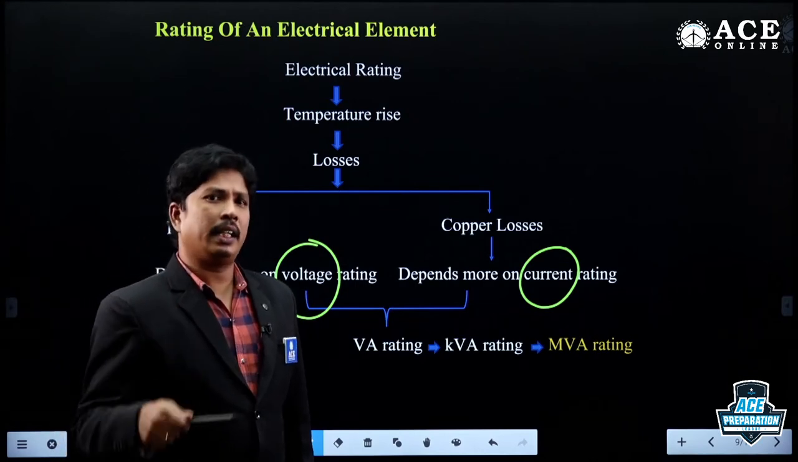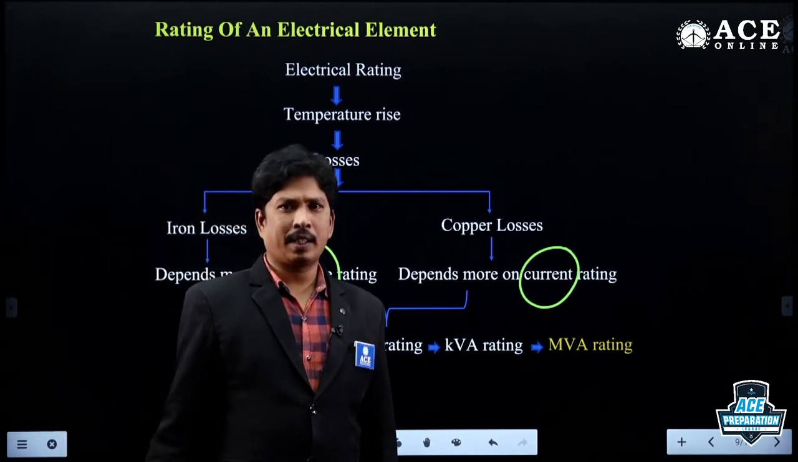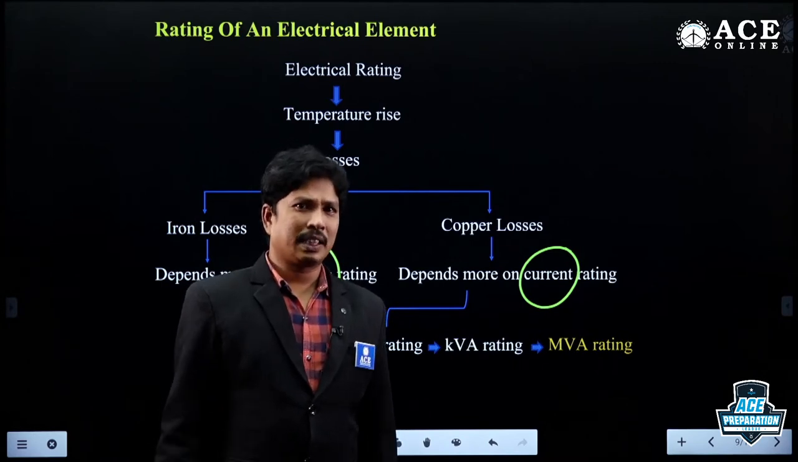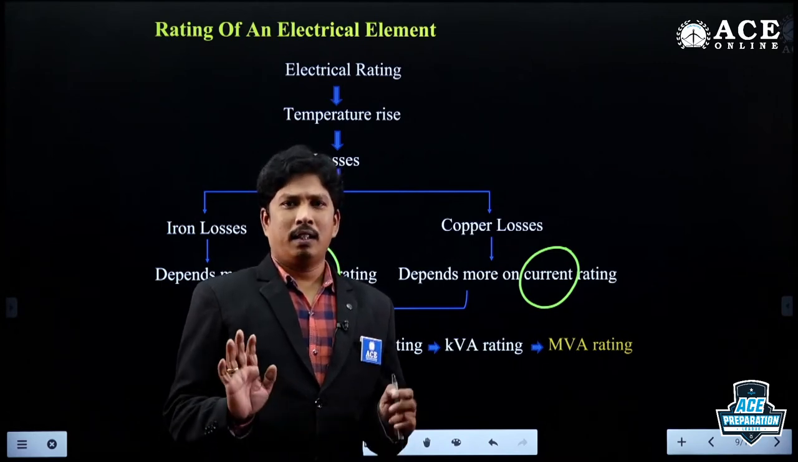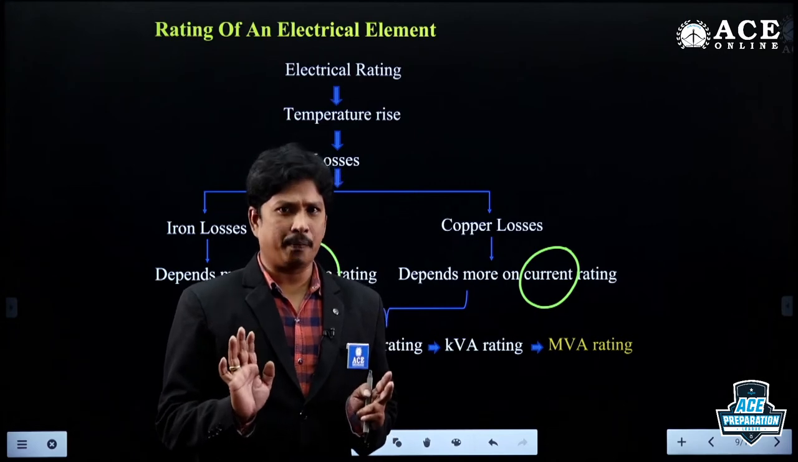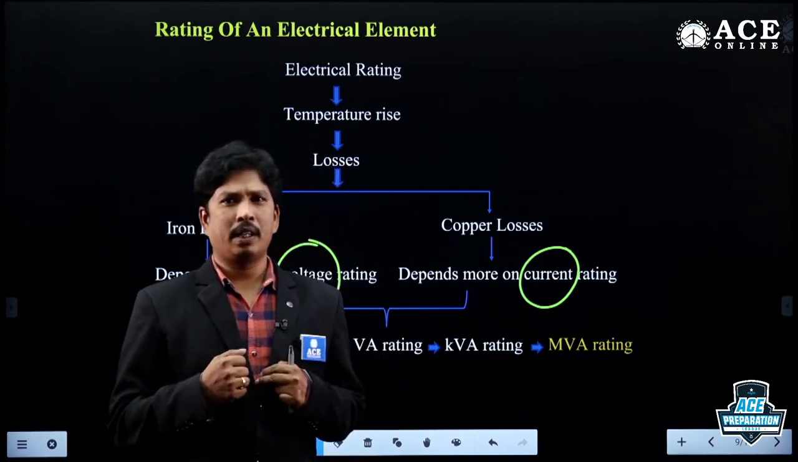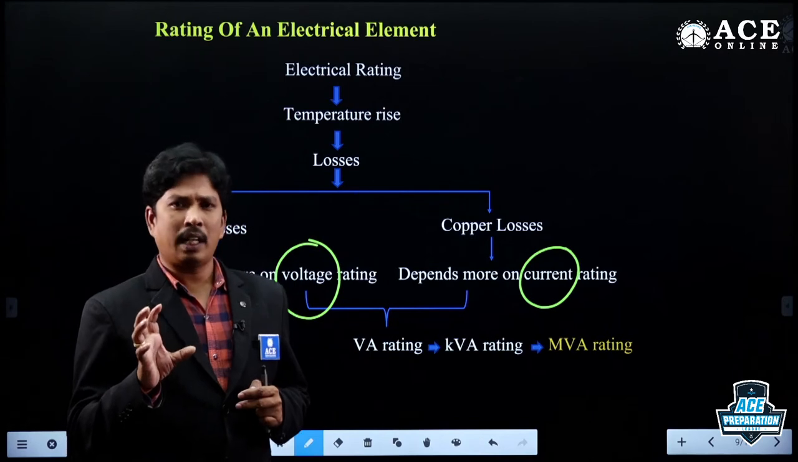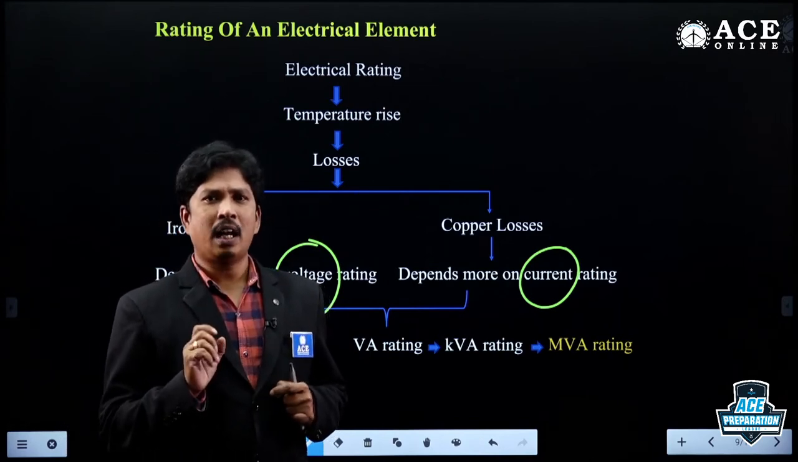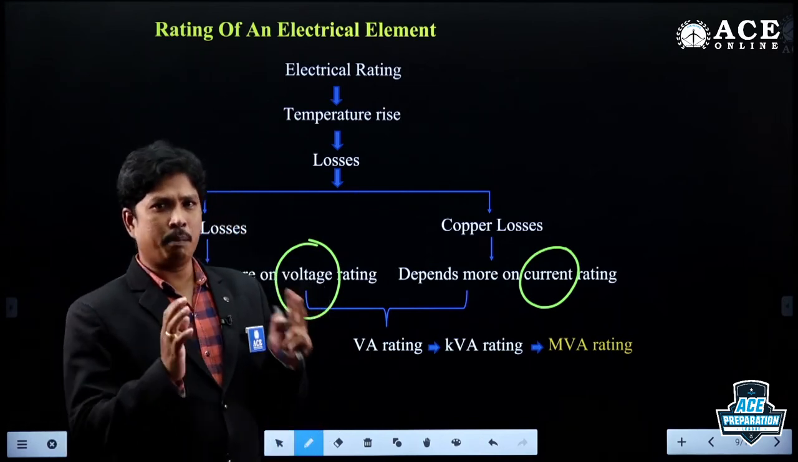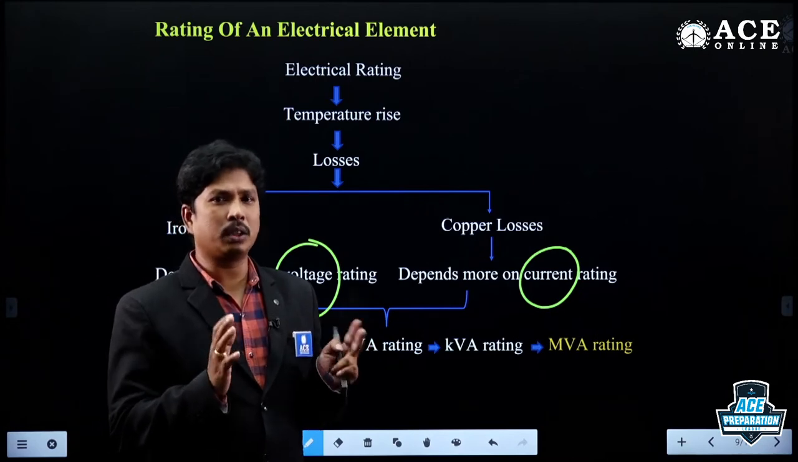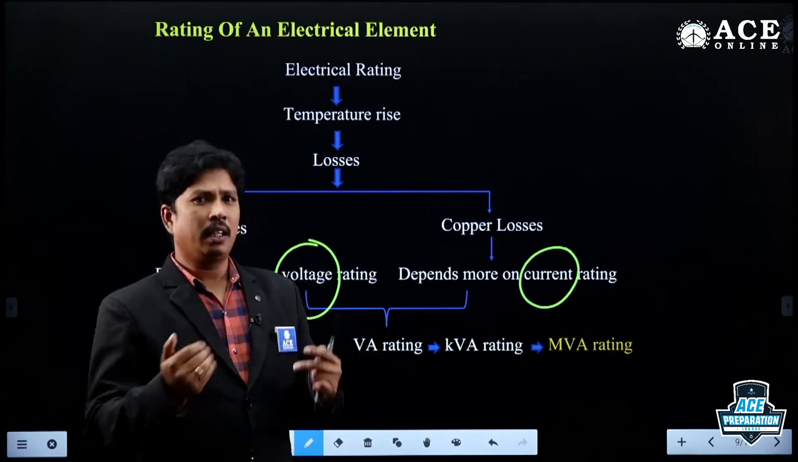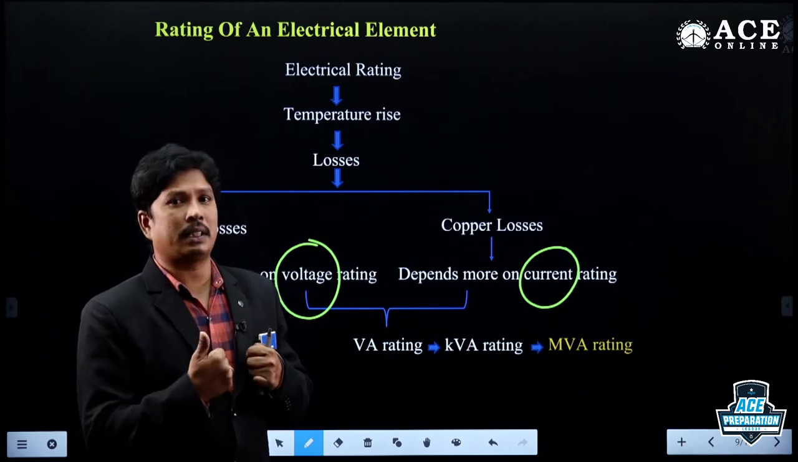Therefore, almost all the elements in the power system are rated with volt ampere rating. Almost all: generator, transformer, transmission lines. But not the load. It's the consumer satisfaction, whatever he wants to buy. I want to buy an incandescent bulb, I can buy a 60 watt bulb. Right? I want to buy a mixer grinder, 1000 watt, whatever it may be, I can buy. So it depends upon the consumer satisfaction.